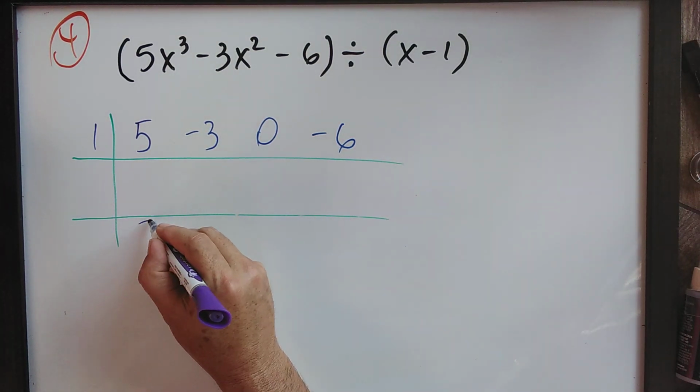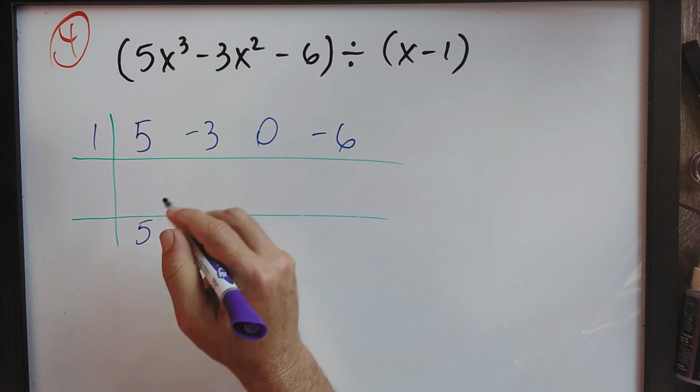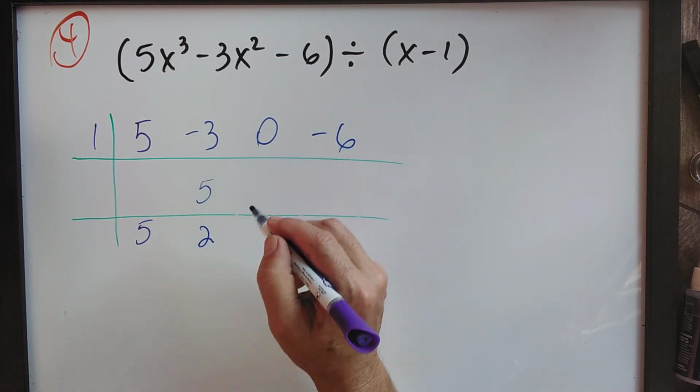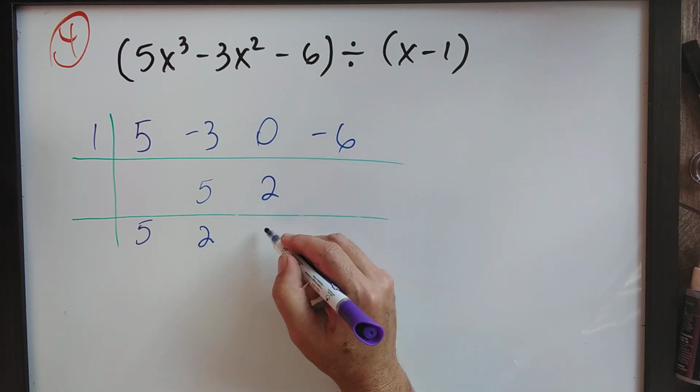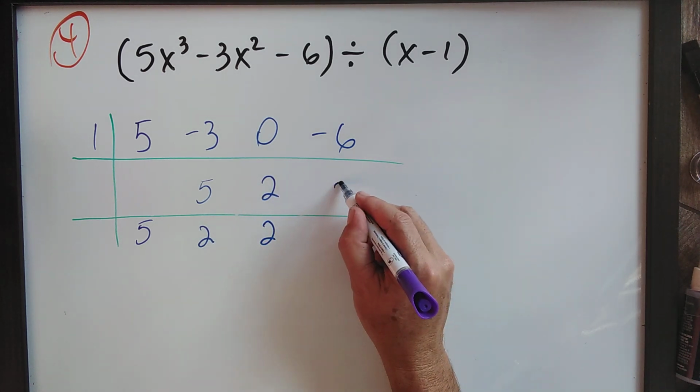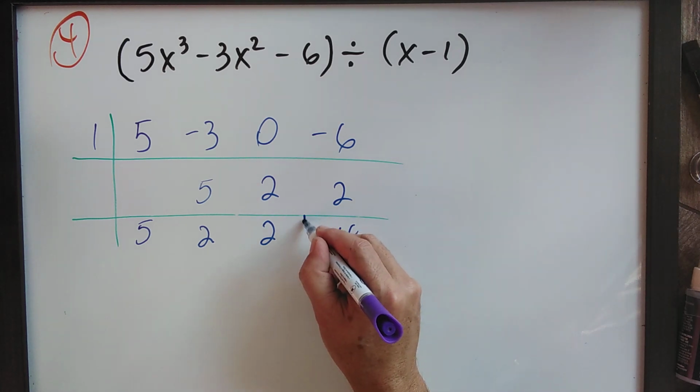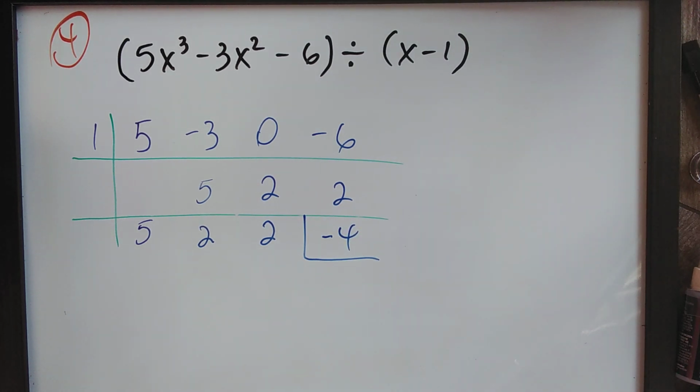Bring down the 5. 5 times 1 is 5. Then -3 plus 5 is 2. 2 times 1 is 2. 0 plus 2 is 2. 2 times 1 is 2. And -6 plus 2 is -4. The last one is always the remainder.